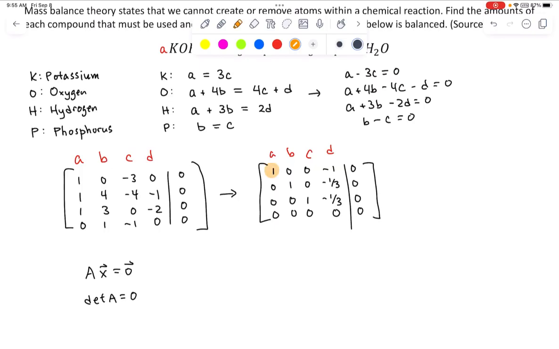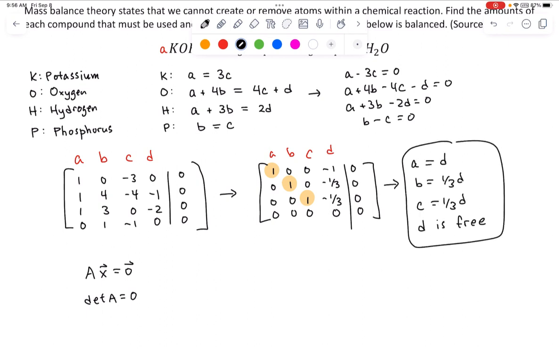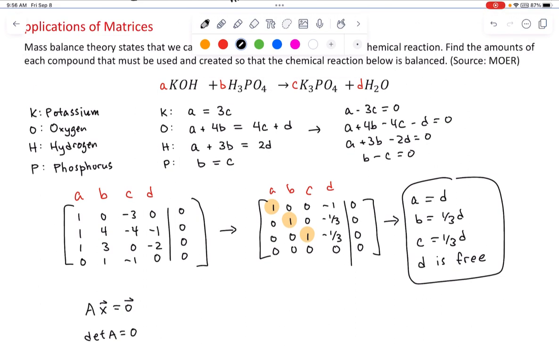Okay, our pivot positions are here, here, and here, suggesting that D is a free variable because it does not have a pivot position in its column. And then going to convert these rows into equations and solve them for A, B, and C. And we get the following. So this is our solution, and there's infinitely many answers. D can be anything. However, this context only makes sense if A, B, C, and D are whole numbers.